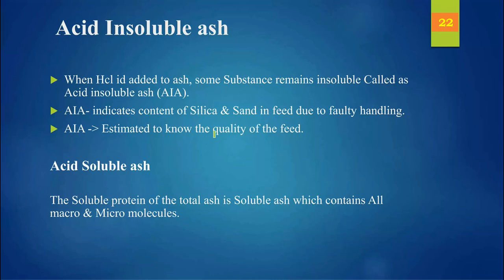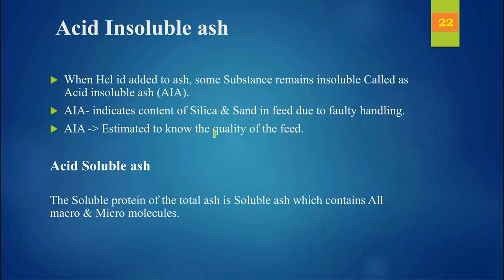Acid insoluble ash is another entity, in which hydrochloric acid is added to the ash already produced, and some substances remain insoluble in that hydrochloric acid also. They are called the acid insoluble ash, or AIA. This indicates the content of silica, also called sand silica content, and that's due to faulty handling, or sometimes the mud, etc.